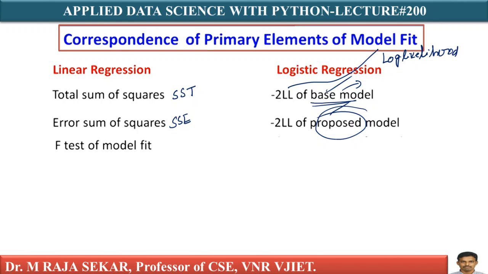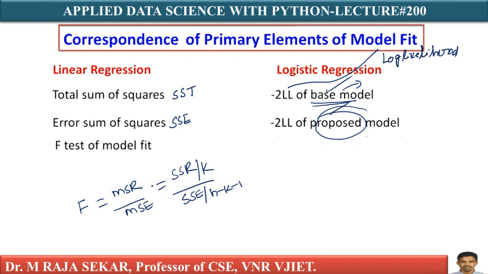We know that in simple linear regression model, to test the overall model fit, we have used F-test. F-test is overall model fit, goodness of fit, isn't it? What is my F-test? F equals MSR by MSE. This I discussed, isn't it? Which is equal to, as I discussed in previous lectures, SSR by K over SSE by n minus K minus 1. K is the number of independent variables, n is the total size of the data set.